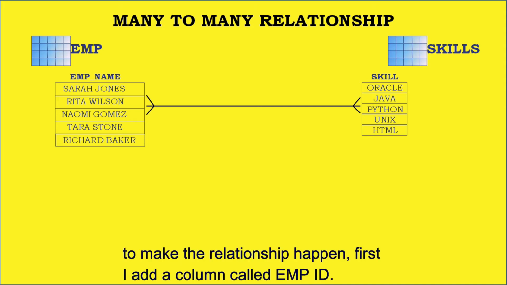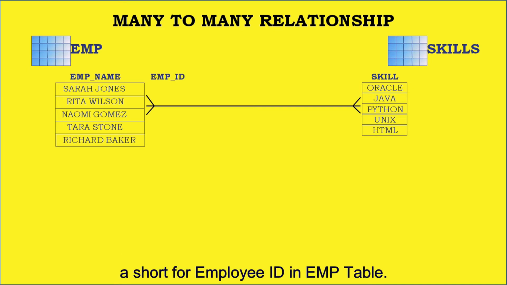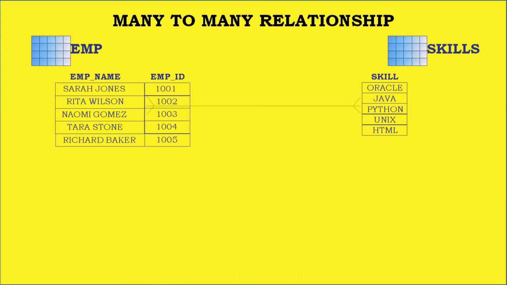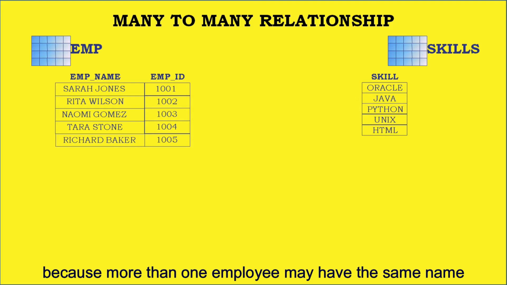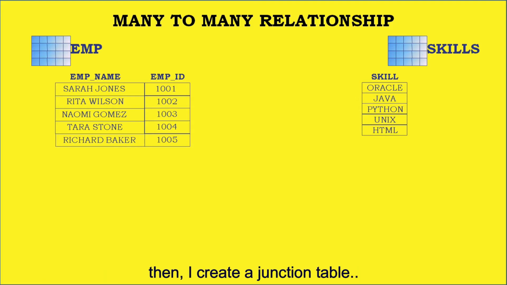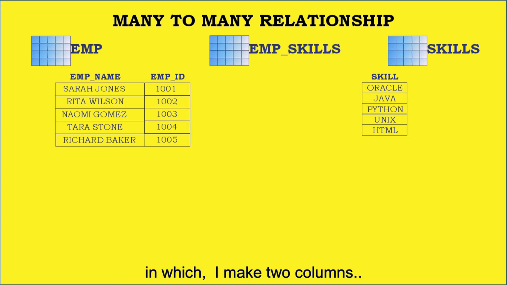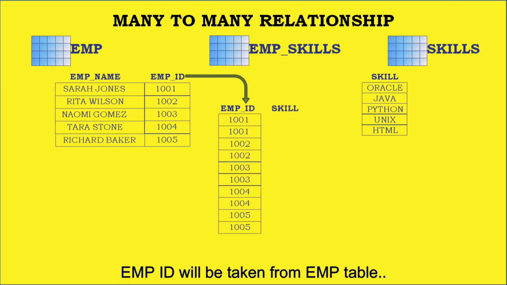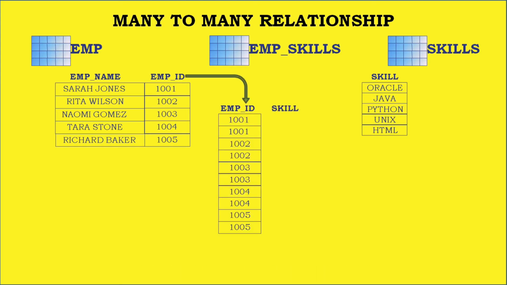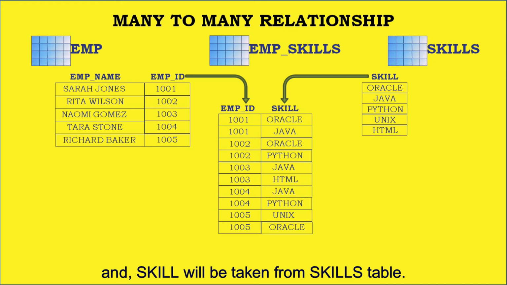To make the relationship happen, first I add a column called EMP ID, short for employee ID, in the EMP table so that each employee can be identified by a unique EMP ID, because more than one employee may have the same name. Then I create a junction table called EMP skills in which I make two columns called EMP ID and skill. EMP ID will be taken from the EMP table and skill will be taken from the skills table.